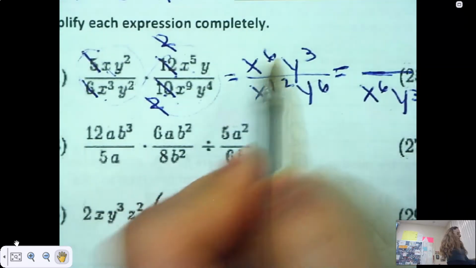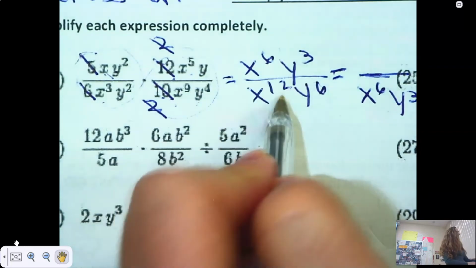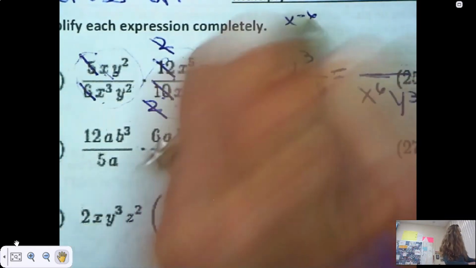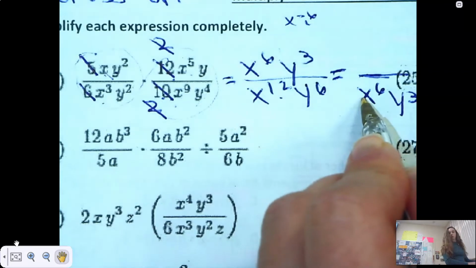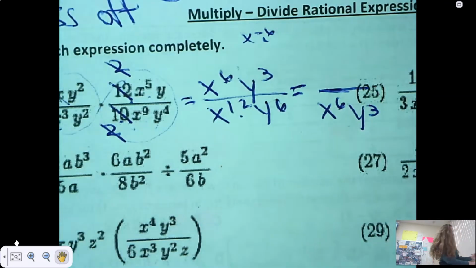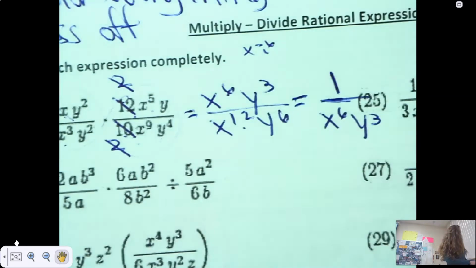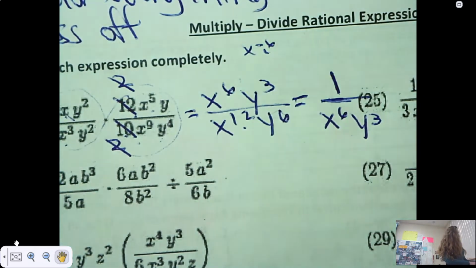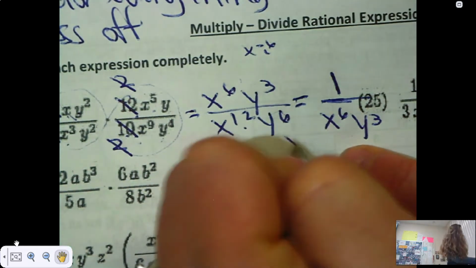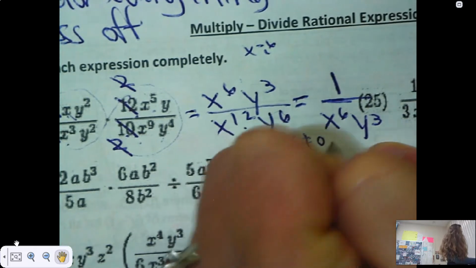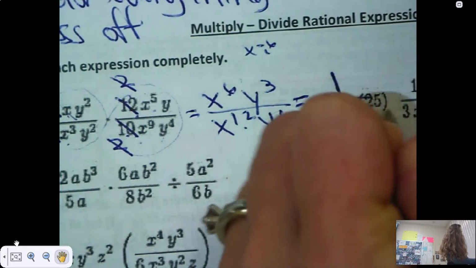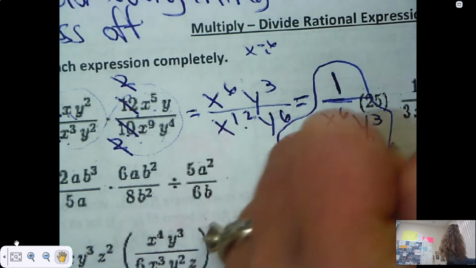Now some of you go, well, I'd rather subtract. Fine. 6 minus 12 is negative 6. And you can't have a negative exponent, so you move it to the bottom. I don't care how you get there. There's nothing left on top, so you got to put a 1. It's almost good to go, but now you have to say what makes it undefined. X cannot equal 0, and y cannot equal 0. Okay. All right, that's number 1.